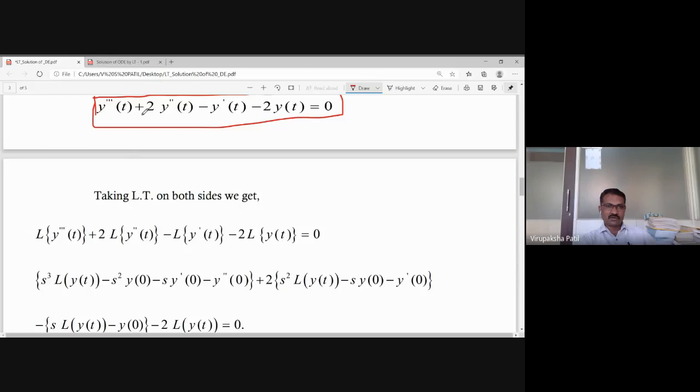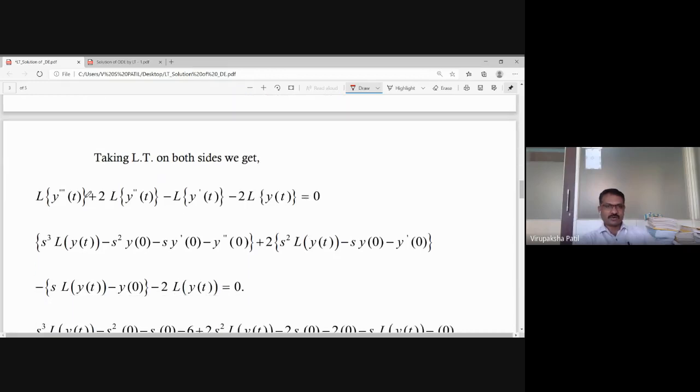If you apply Laplace transform to this equation, what will you get? Term by term you have to apply. L of y triple dash of t. 2 is a constant, take that outside, so plus 2 into L of y double dash of t minus L of y dash of t minus 2 into L of y of t is equal to L of 0, which is 0. Next, term by term we will consider.